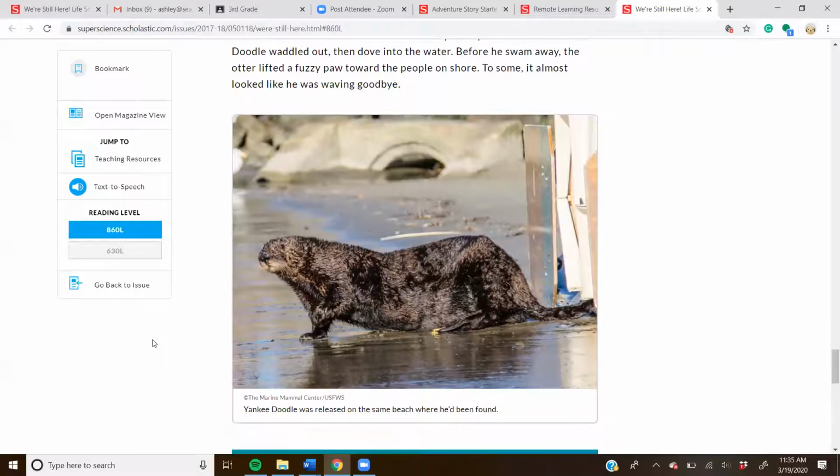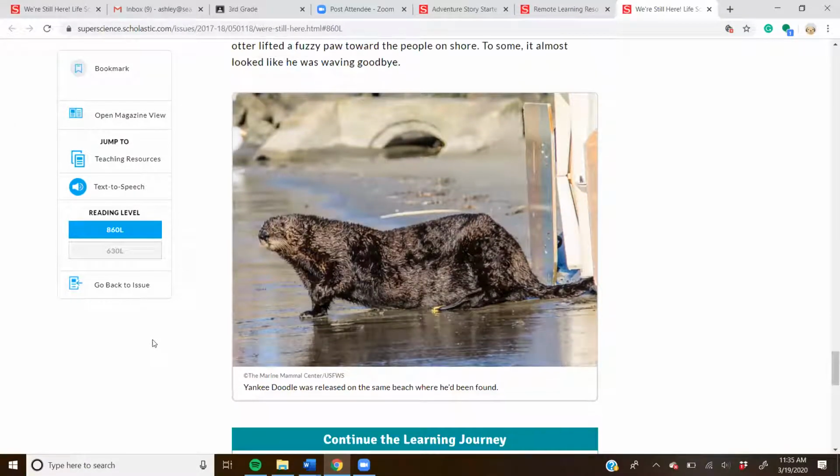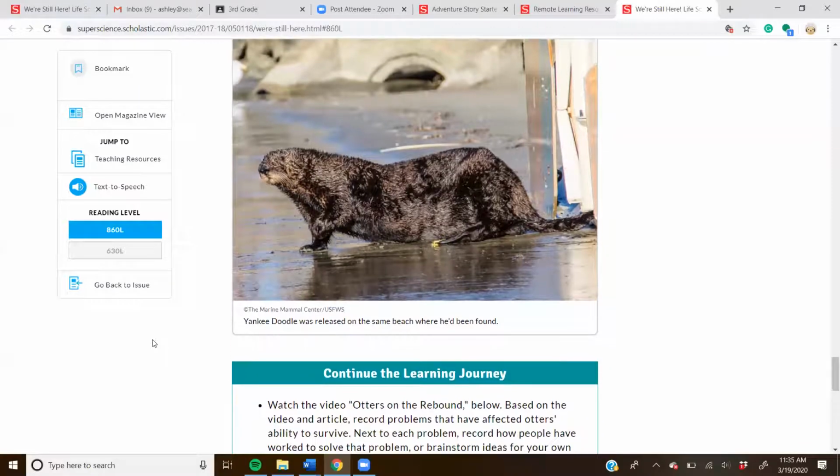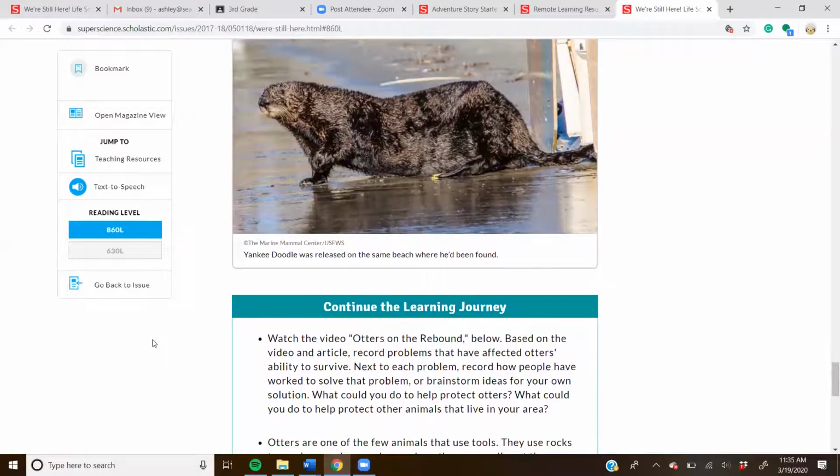Oh, maybe he was. Look at how cute he is, and what nice people to help save these animals that are sick because humans are polluting the water. So it says Yankee Doodle was released on the same beach where he was found.